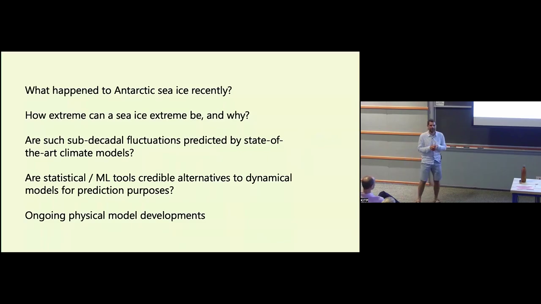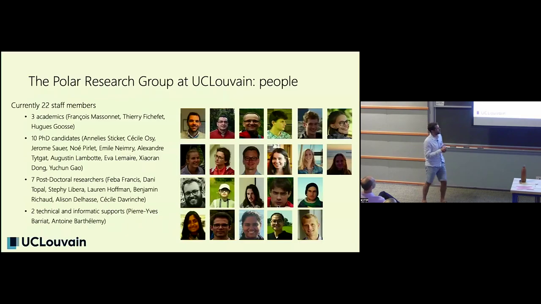Then we are going to ask what could happen in the Arctic for the next years, but also whether CMIP5 and CMIP6 models are able to predict those variations. A few words on machine learning based predictions, because they are making a lot of noise at the moment and we would like to question whether they are useful or not. And finally, I will touch a word on physical model developments, including all the interactions between sea ice and surrounding agents.